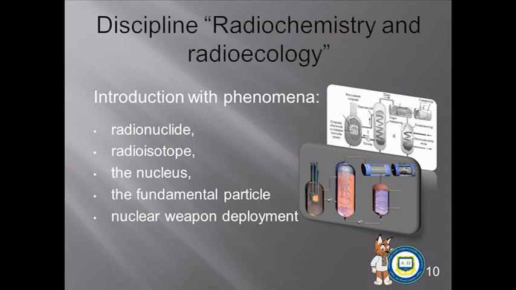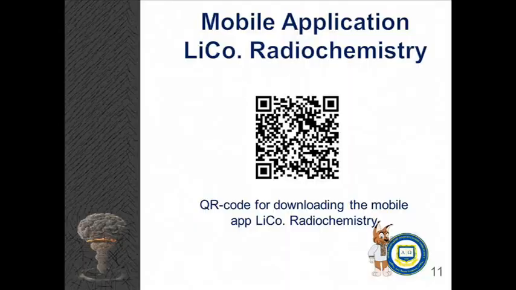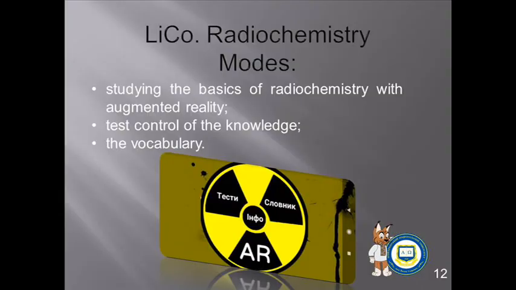That's why applying augmented reality is rational for the purpose of visualizing the study material. Applying it allows demonstrating 3D models of the nucleus, the fundamental particles, the nature of radioactive decay, nuclear fission, and the specifics of managing nuclear weapons. As a result of the study, a free mobile application called Radiochemistry was developed to visualize the study material. It can be downloaded with a QR code.